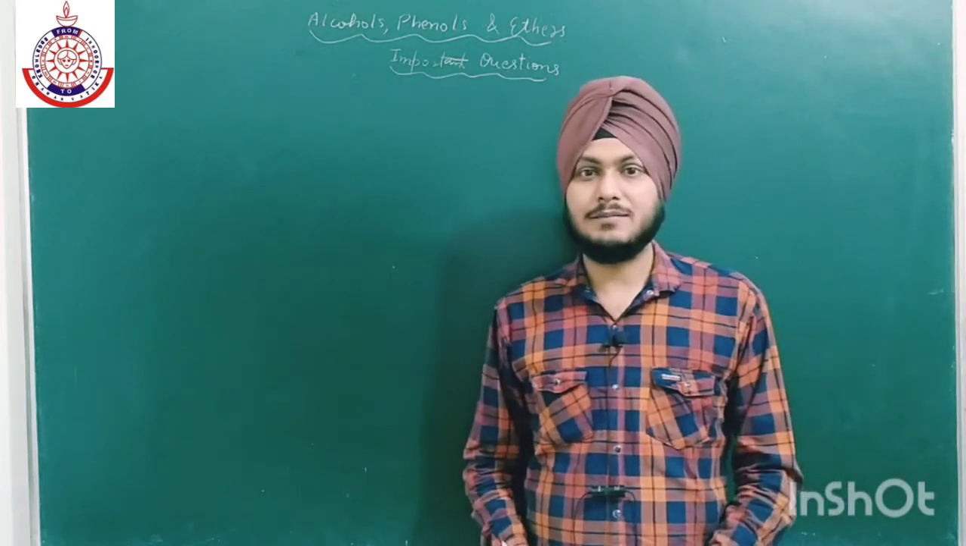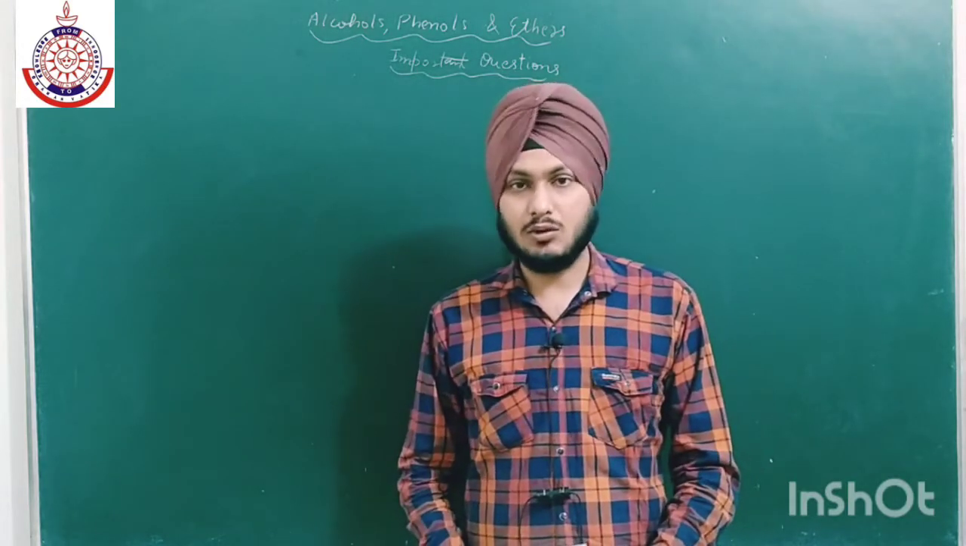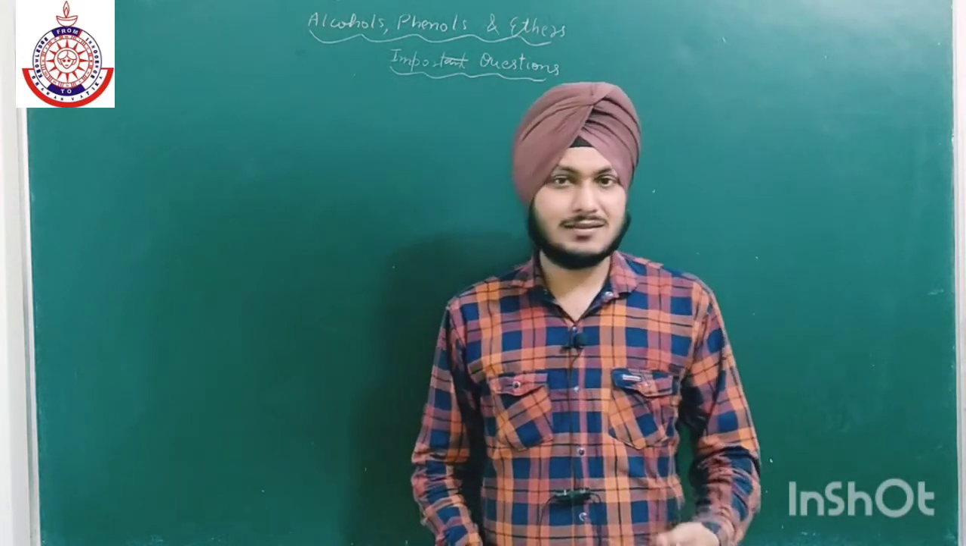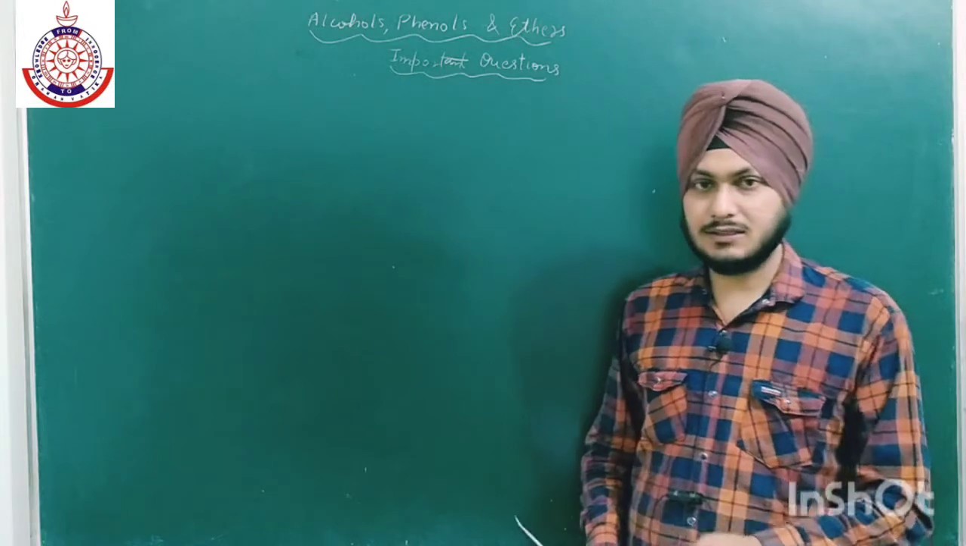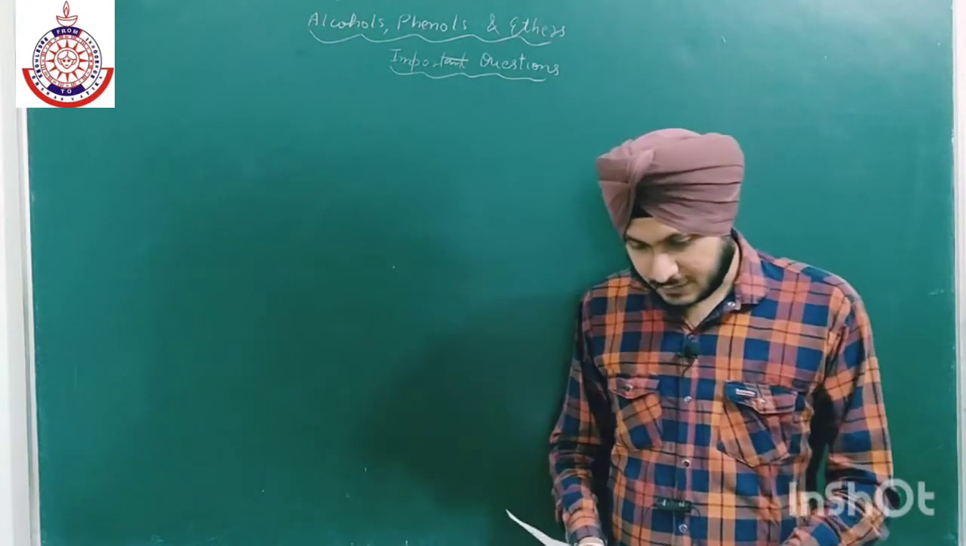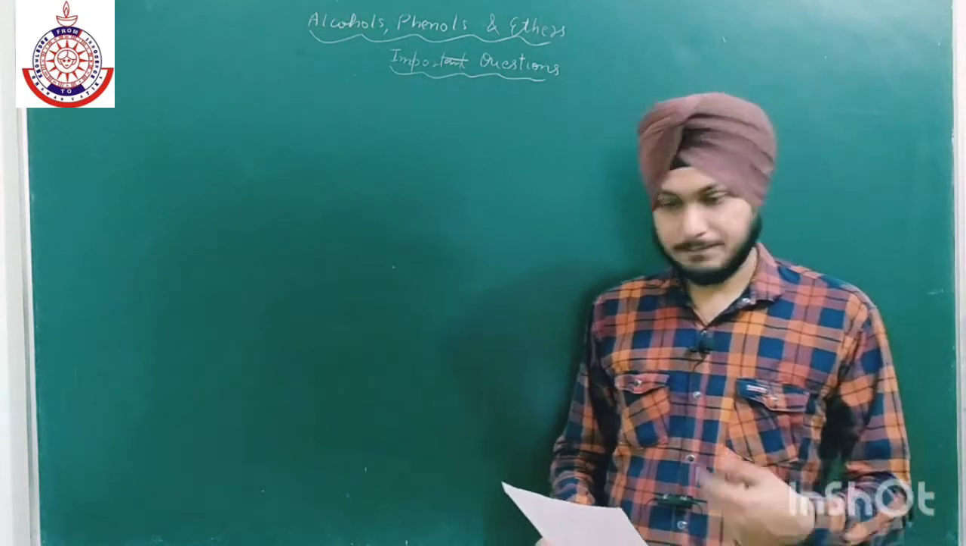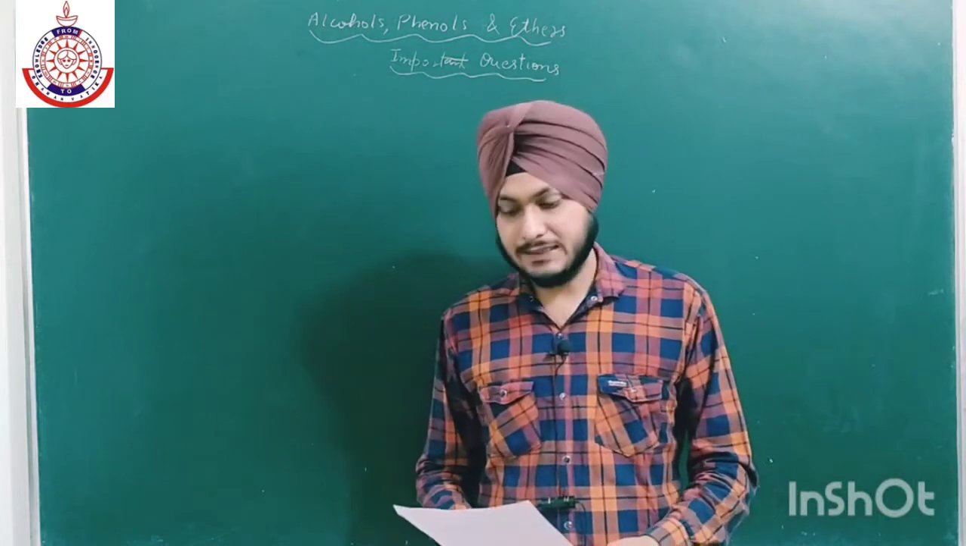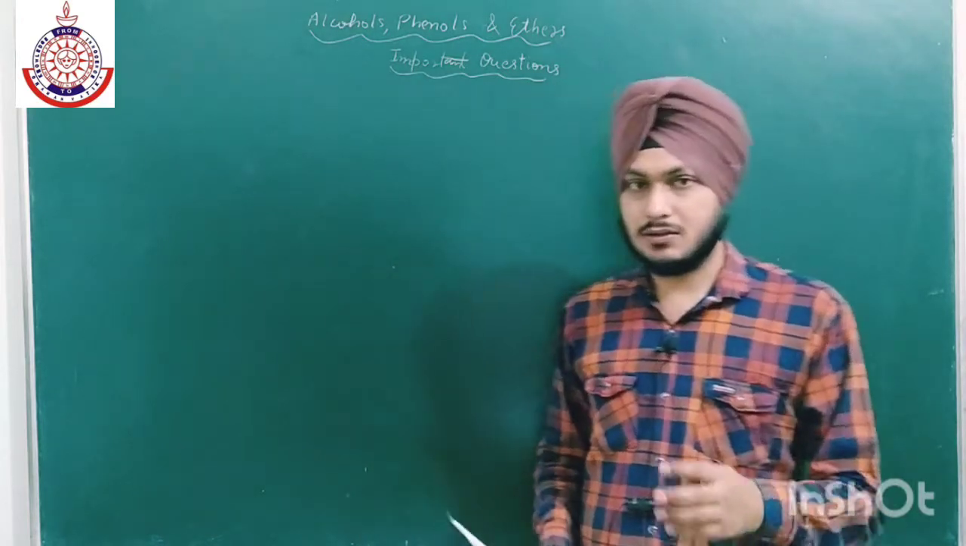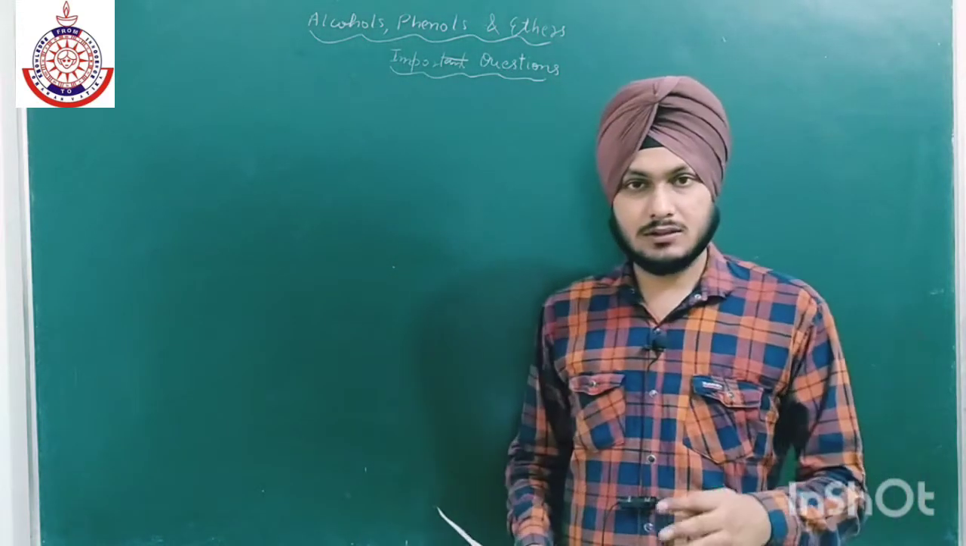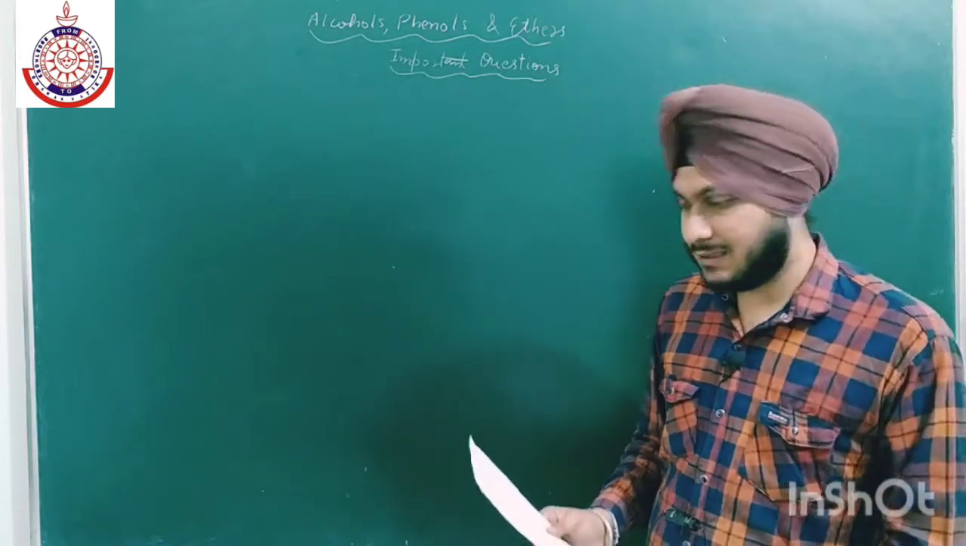So we have already completed our chapter, that is alcohol, phenol and ether. So let us discuss some important questions related to this chapter. Okay. So the very first question is, arrange the following compounds in increasing order of acidic strength. Here I have taken two or three questions related to acidic strength.